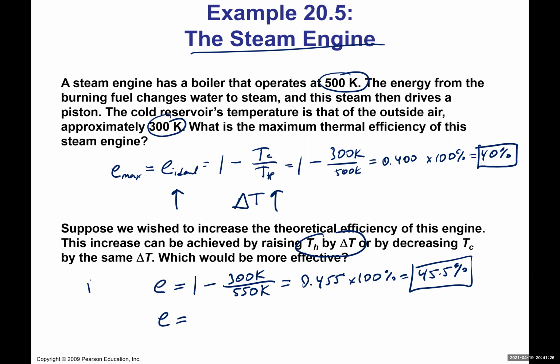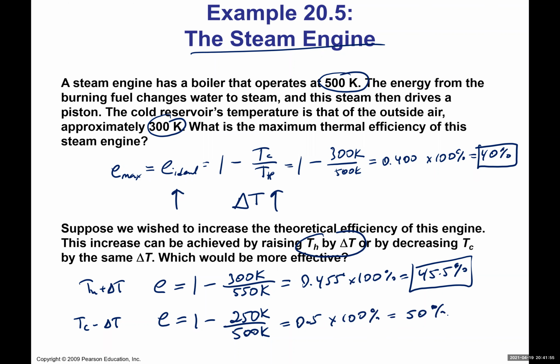So this is basically TH plus delta T. Then let's do TC minus delta T. So we decrease it a little bit. So 1 minus 250 Kelvin over 500 Kelvin. If we do that, then we're going to get 0.5, or 100% will give us 50% efficiency.